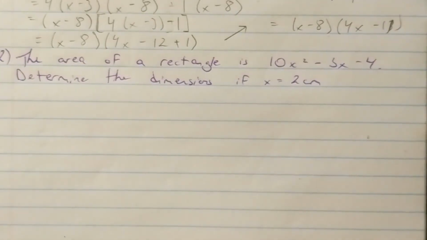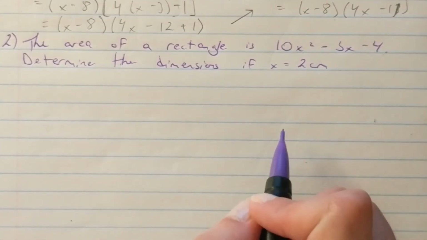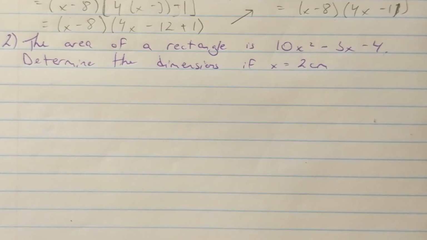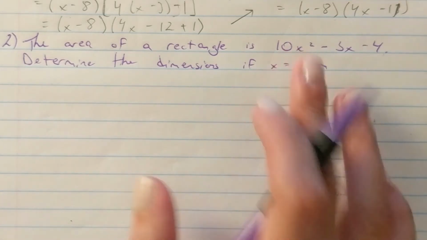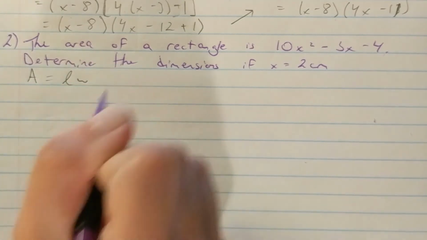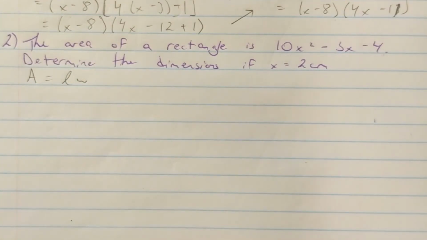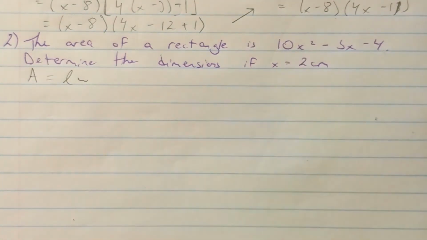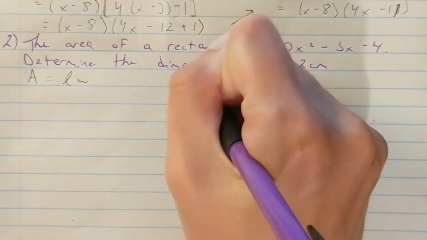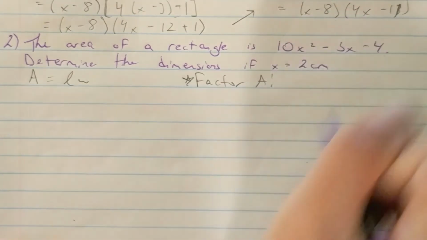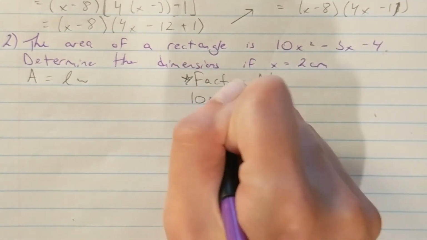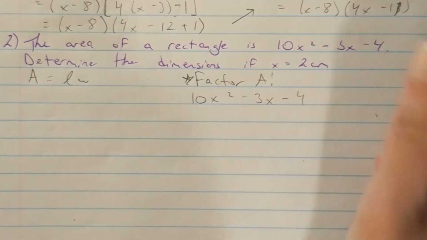Okay, and last example, the area of a rectangle is 10x squared minus 3x minus 4. Determine the dimensions if x is equal to 2 centimeters. Well, you recall that area is length times width, so I need two terms multiplied by each other to give me the binomial expressions that represent my rectangle dimensions. In order to get those binomial expressions, I need to factor my area. So I need to factor 10x squared minus 3x minus 4.